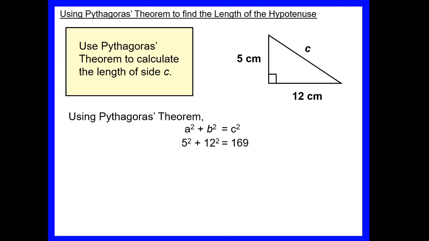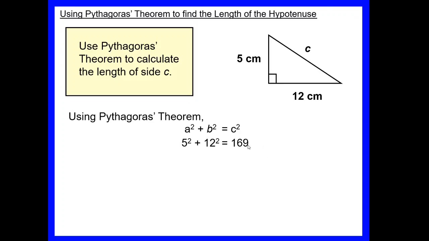So we're going to put in our values. So a squared, a is now 5, b, our next side, was 12, and 5 squared plus 12 squared equals 169. So c squared is equal to 169. Now remember, we just want the side C. This 169 is the area of the square on this side.